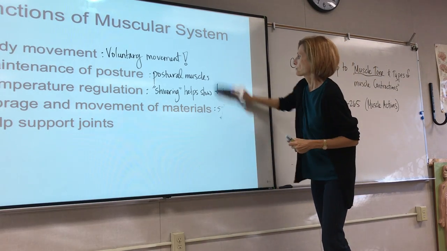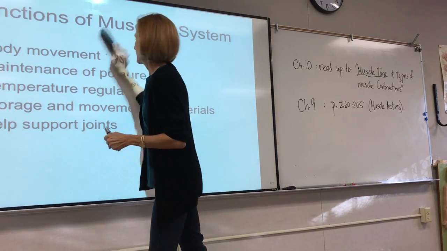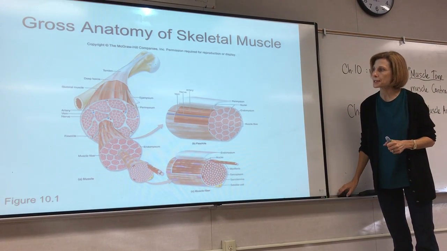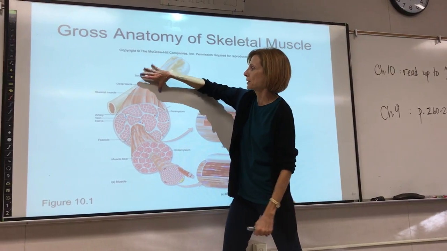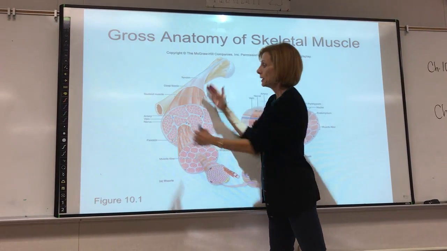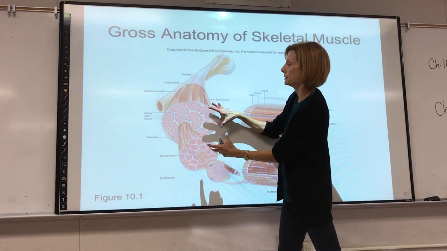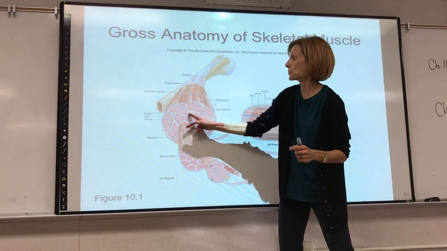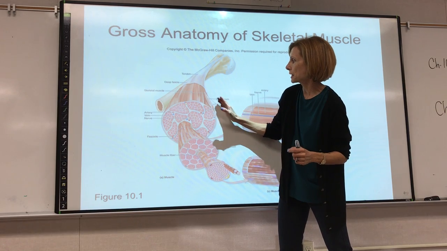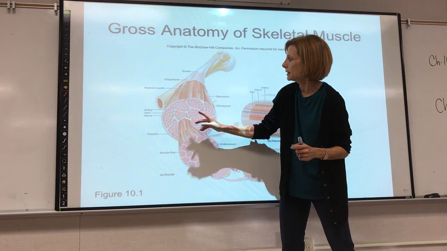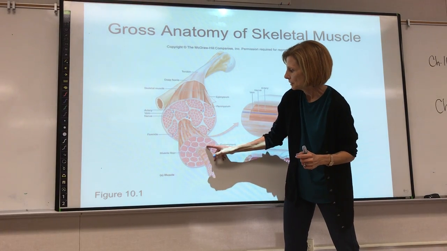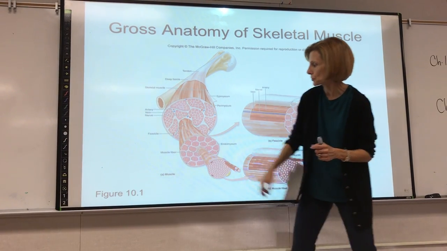Okay, so we're going to take a look at the structure of a skeletal muscle. Notice here in this diagram, we have a skeletal muscle. This is the whole thing that has been cut, so we can see inside of it. We are going to talk about these layers of connective tissue that you see coming around the outside, and also inside the muscle.